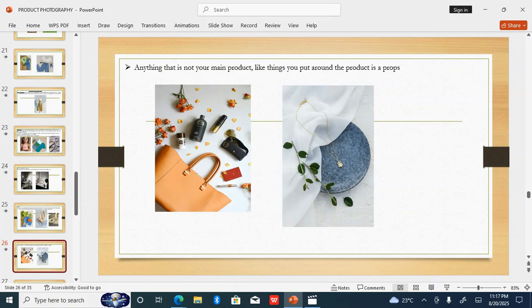Let us take a look at this other thing. That's why I say anything that is not your main product, the things that you put around your product itself, is a prop. Take a look at this second picture, for example. The necklace itself is the product. The plate, the leaf, the scarf, all those ones are props.